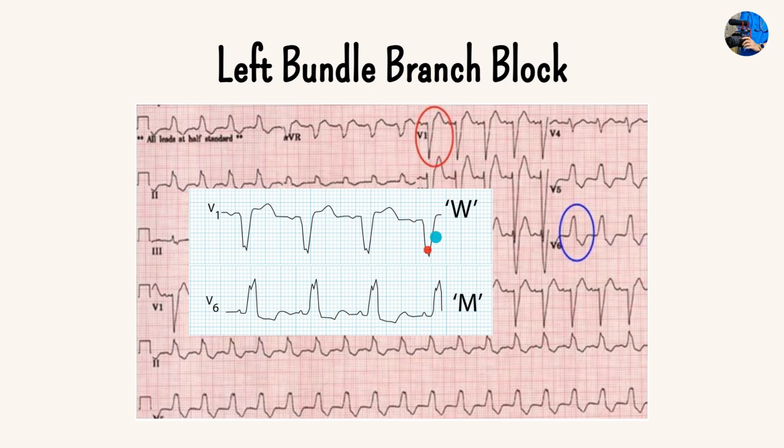The mnemonic I use for this is William, so W coming first for V1, and then L for the left bundle branch, and then M ending on for V6. So William is what I use for left bundle branch block, and Marrow for right bundle branch.